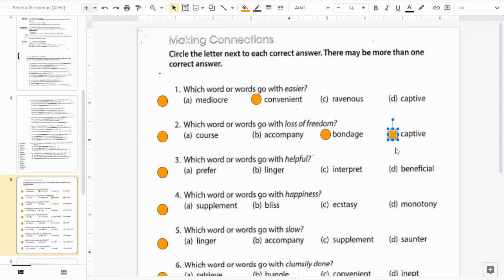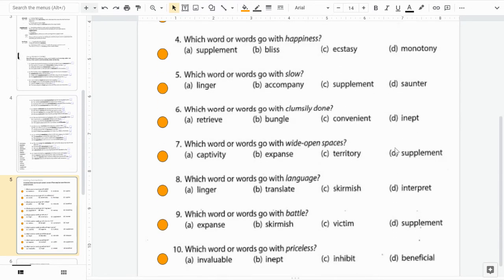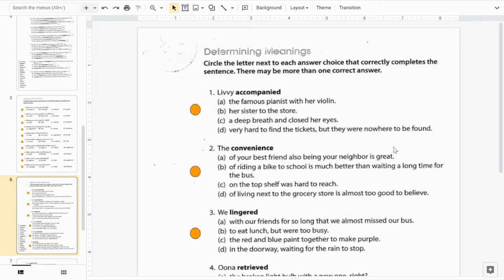Remember to go back and look at your definitions if you need help and can't remember which words could go with helpful or happiness or slow. So that is 8B. Moving on to 8C, determining meanings. So circle the letter. We're going to move the circle to cover the letter that correctly completes the sentence. There may be more than one correct answer.